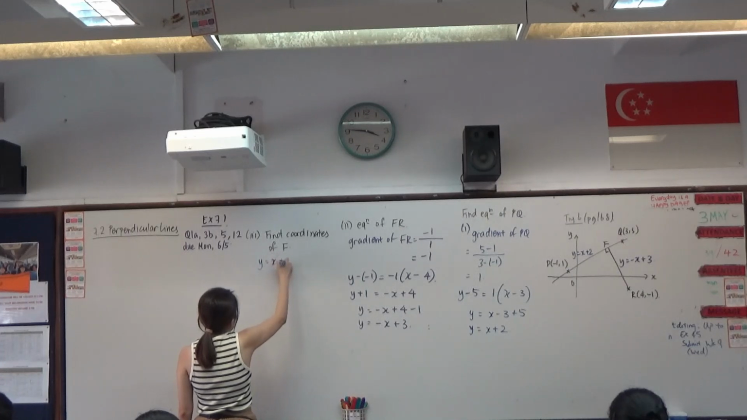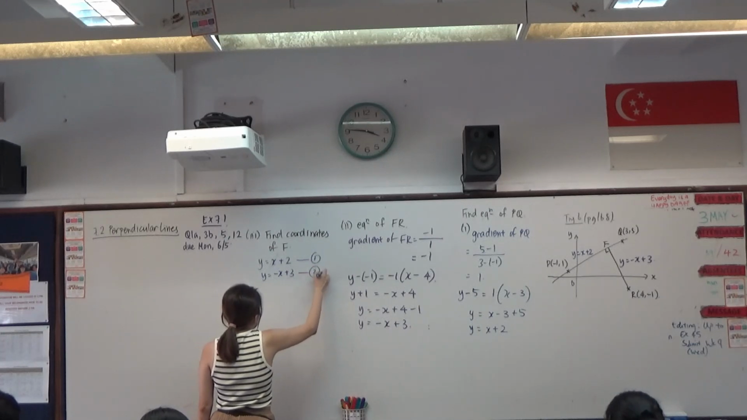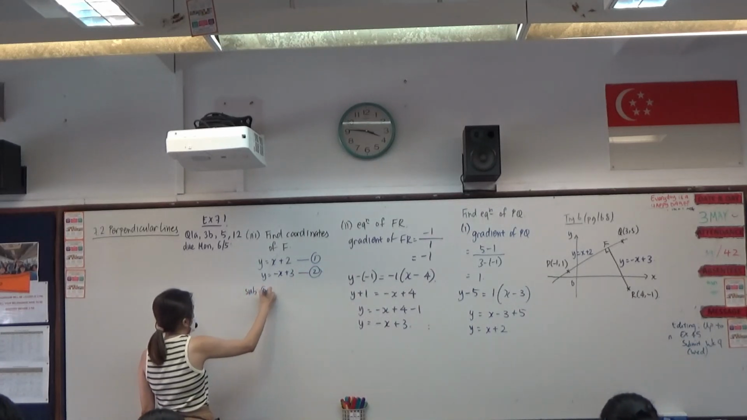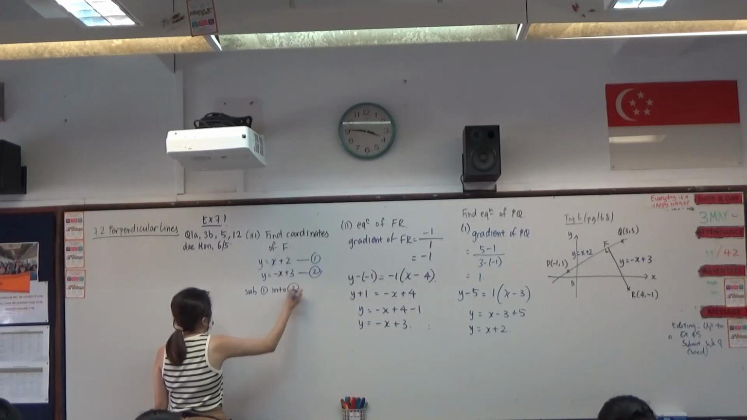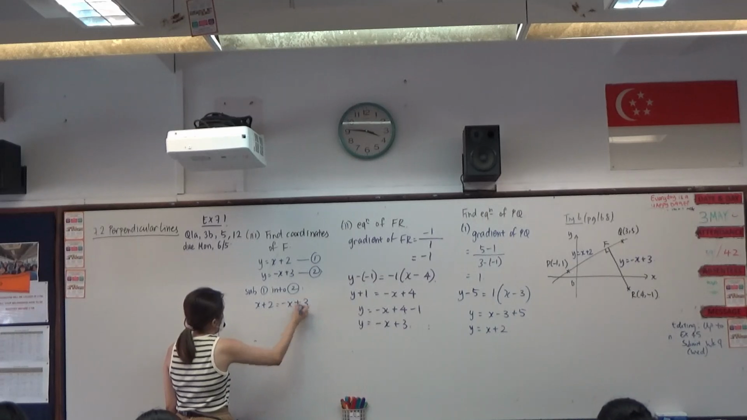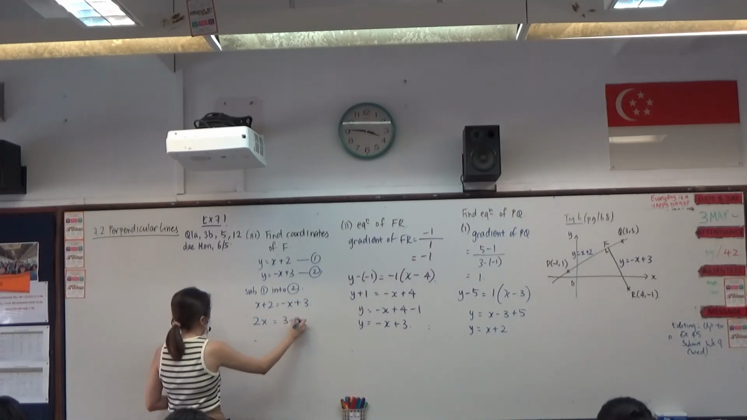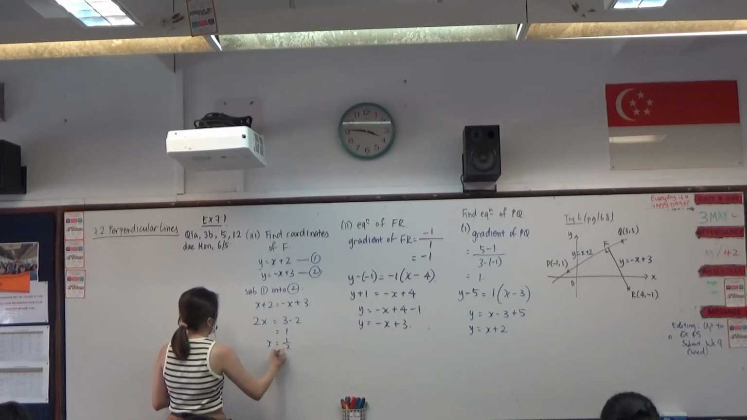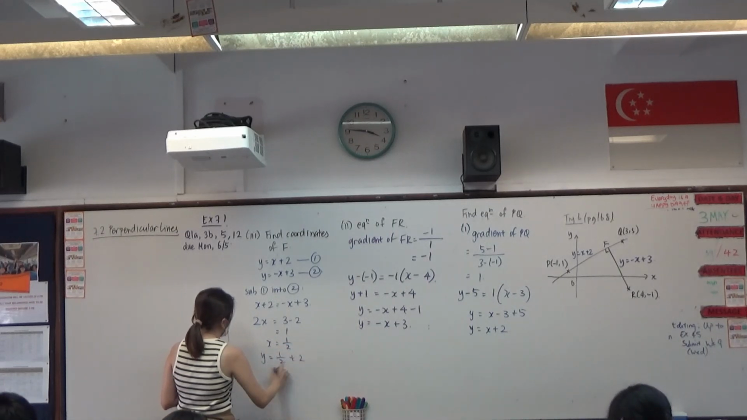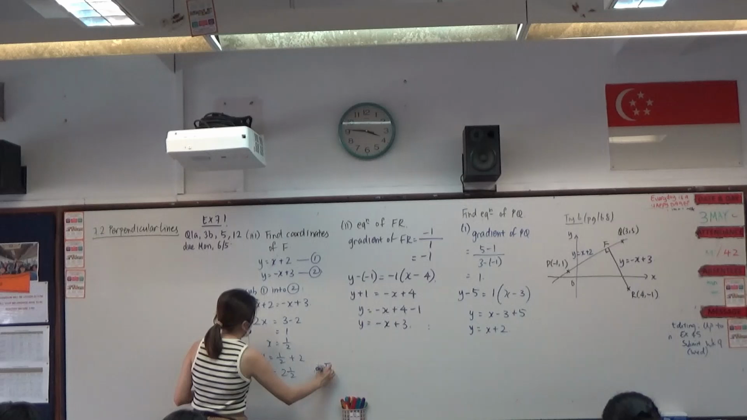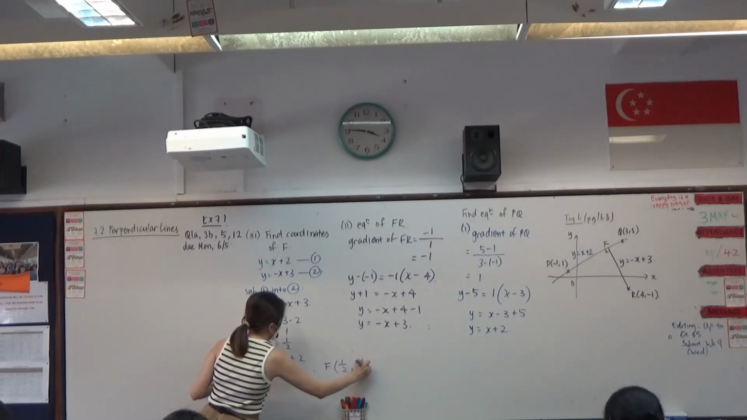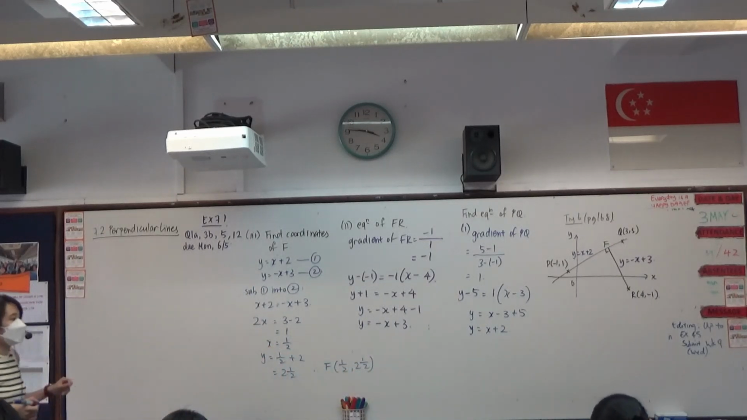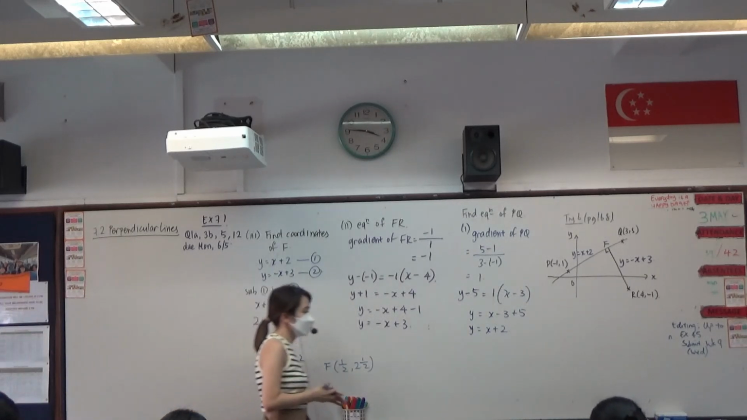For the equations y equals x plus 2 and y equals negative x plus 3, since F is the intersection point of the two lines, F will have the coordinates 0.5 and 2.5. Okay.